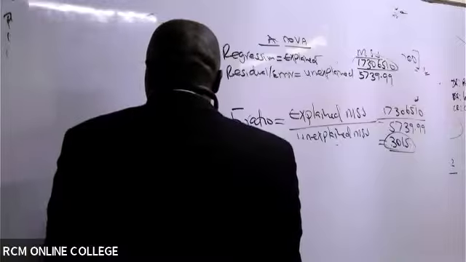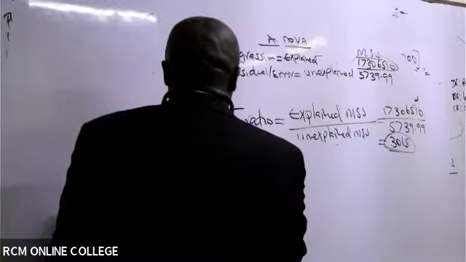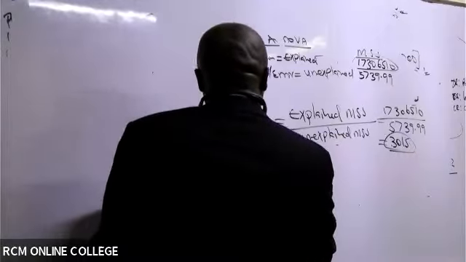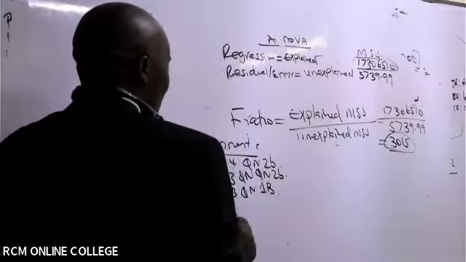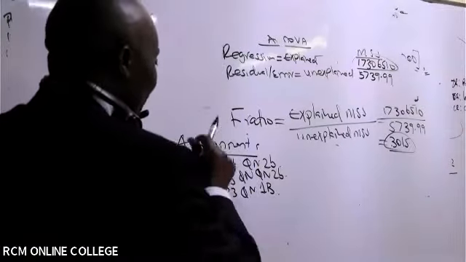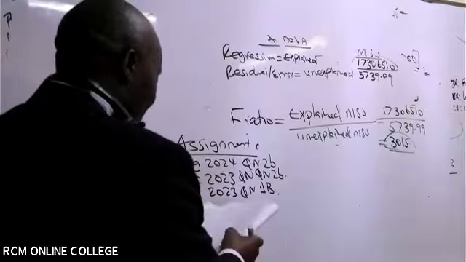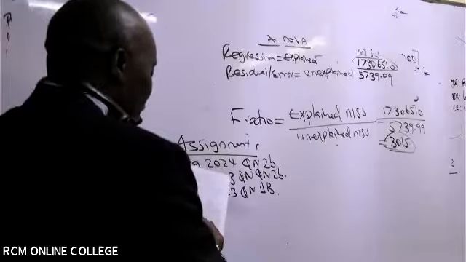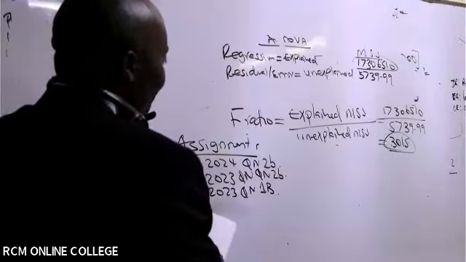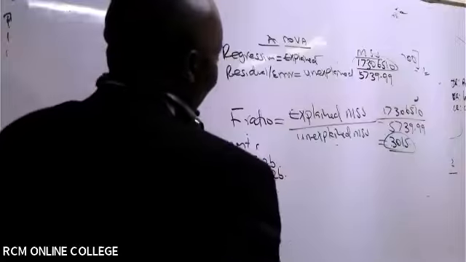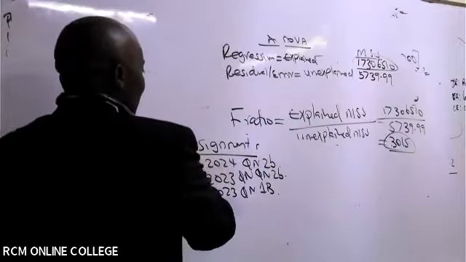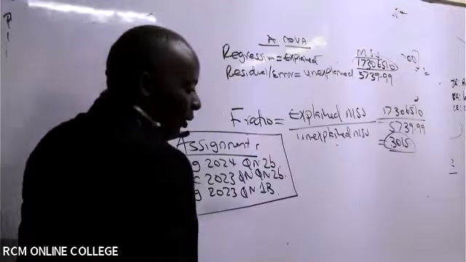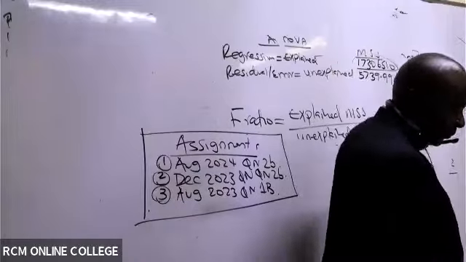August 2023, question number 1. Three assignments. If you see the August 2023 question number 1, they wanted us to compute the values which are missing, x and y. Have you been able to write down these assignment questions somewhere?